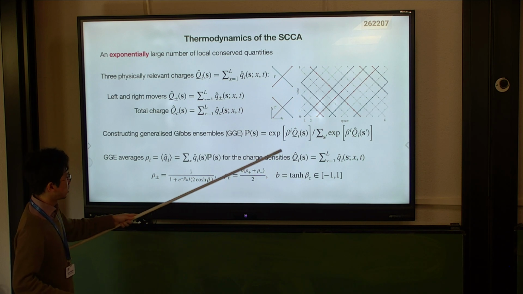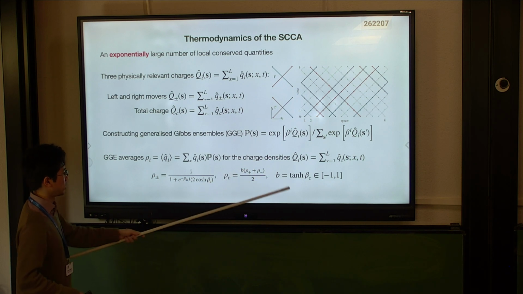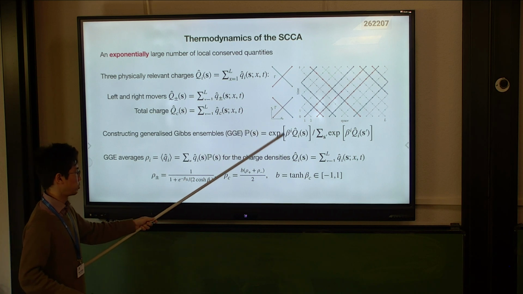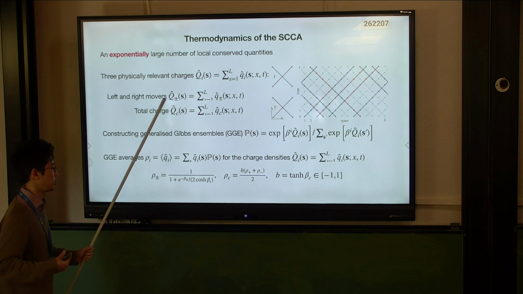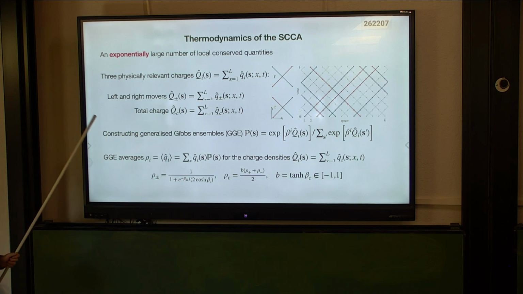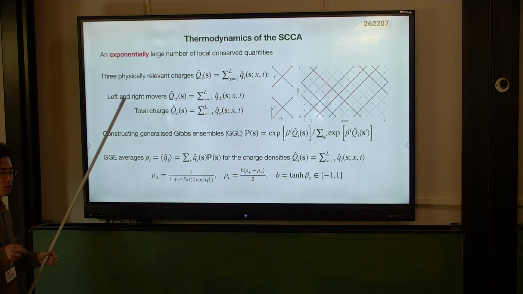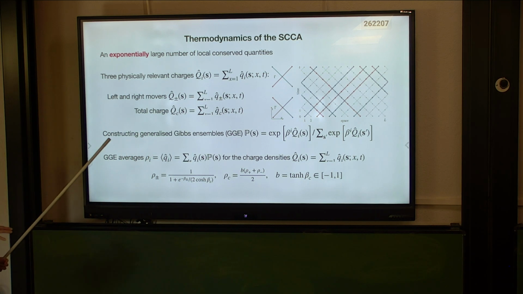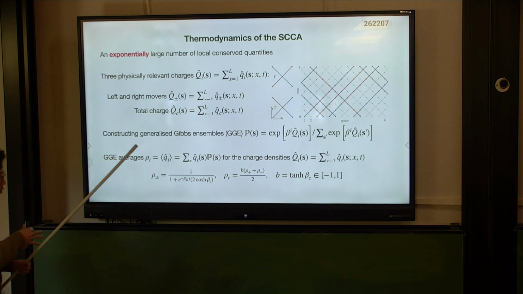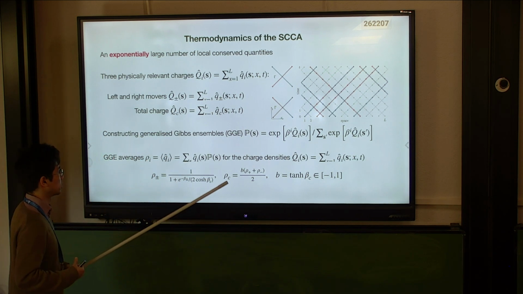B is the hyperbolic tangent of the Lagrange multiplier of the total charge. B is going to control how charged your system is, meaning that if B is 0, then the system is at half filling, or charge neutral. But in general, B is not going to be strictly 0. So this B is going to tell you how charged your system is.